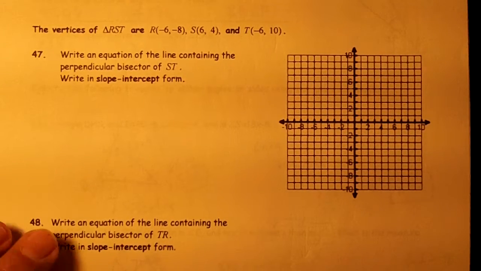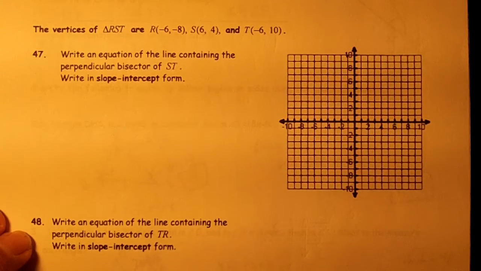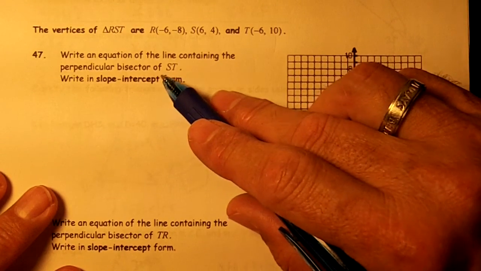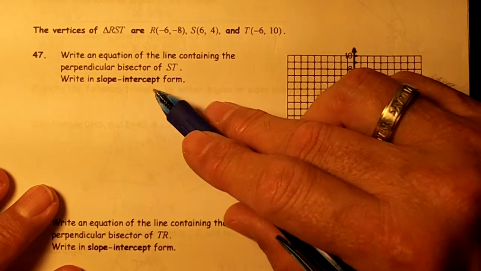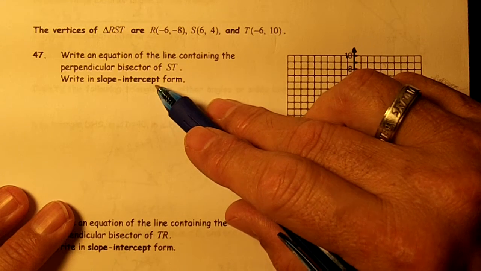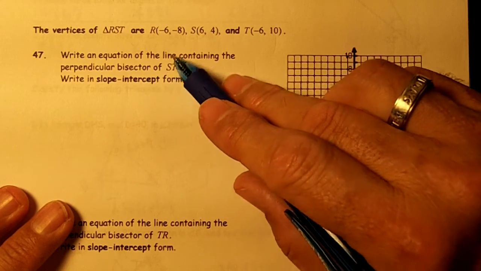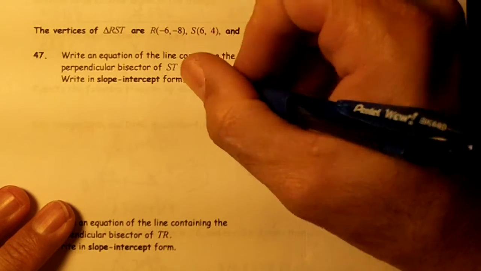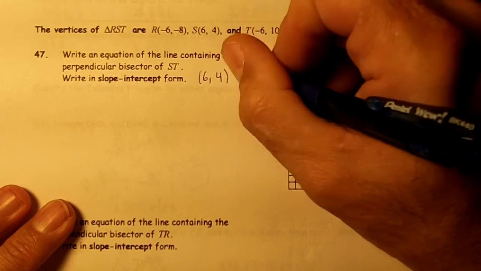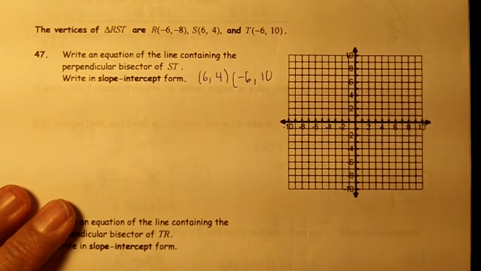Number 47. Yeah, we only got 3 left. Write the equation of the line containing the perpendicular bisector of ST. Write in slope-intercept form. This is going to be a blast. So we want the perpendicular bisector of ST. Okay, so the perpendicular bisector of (6, 4) and (-6, 10).